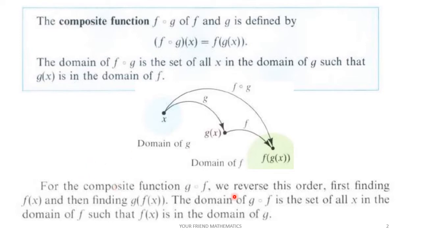Similarly, for the composite function g composition f, first we apply f on x and then we apply g on f of x. So the domain of g composition f is the set of all x in the domain of f, and f of x in the domain of g.